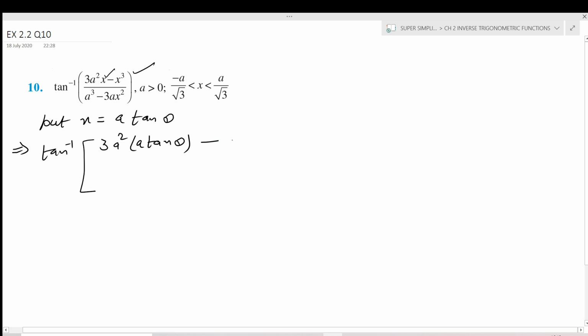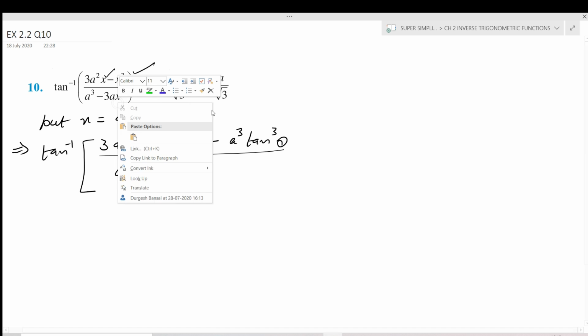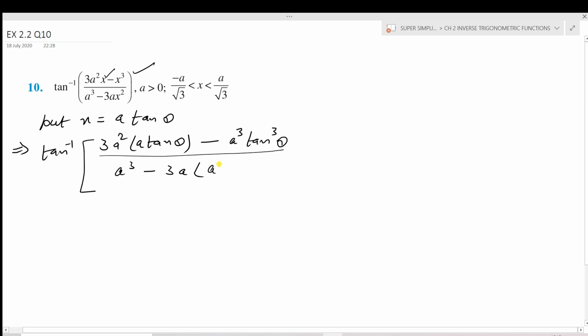What we are doing is substituting x with a tan theta. Minus x cube will become a cube tan cube theta, divided by a cube minus 3a x square. In place of x square, you will write a square tan square theta, and we close the bracket.